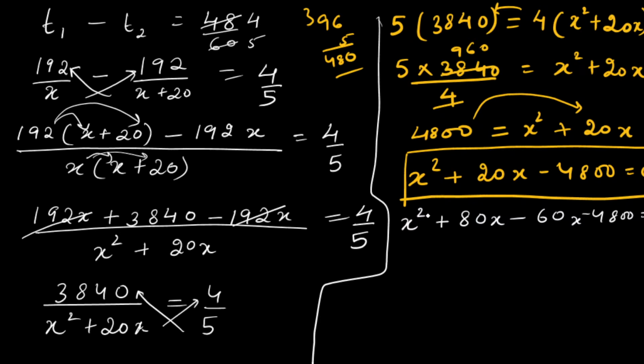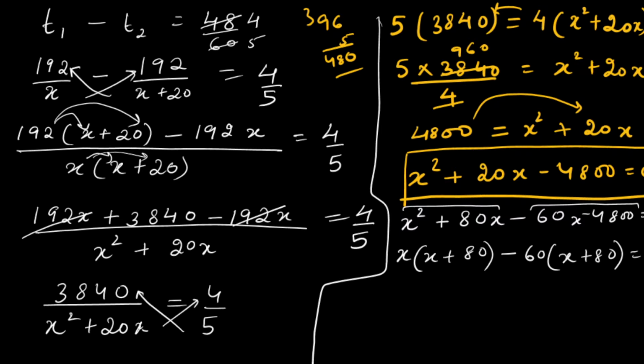We can do grouping now. The first two terms are one group and the second two are another group. So from the first I am taking x common, leaving x plus 80. From the second pair, I am taking minus 60 as common, so again x plus 80, equal to 0. So x minus 60 into x plus 80 is equal to 0. On solving, I'll get x equal to plus 60.